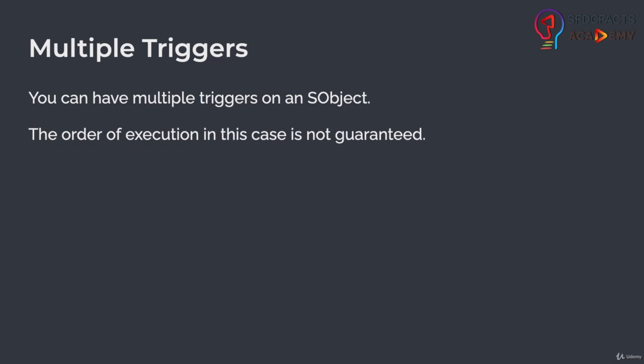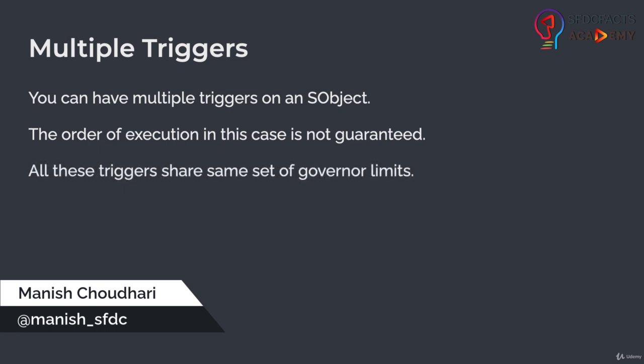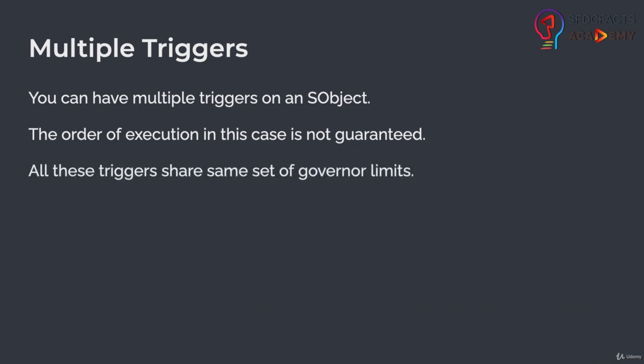And also, all of these multiple triggers that will be executed when you make some changes to your lead data share the same set of governor limits. So if you have a governor limit of 100 SOQL queries, that will apply to all these triggers that will be executed in one single transaction. So your lead trigger 1 and your lead trigger 2 will share the 100 SOQL queries. You will not get a different set of limits for each of these triggers.